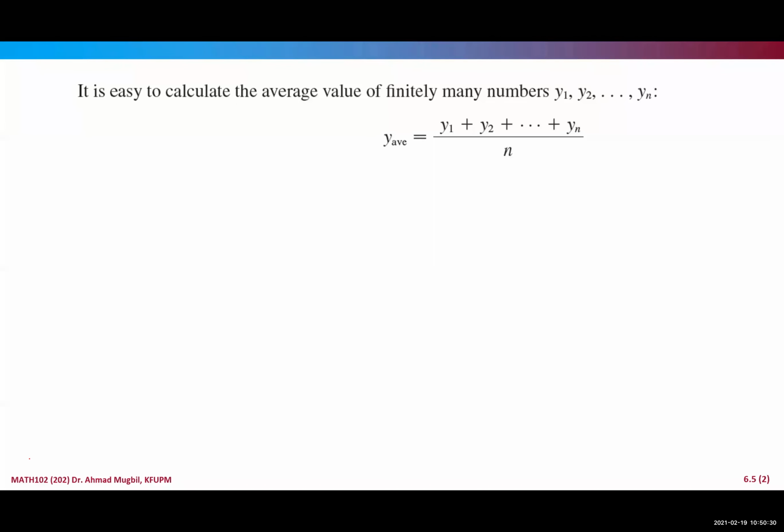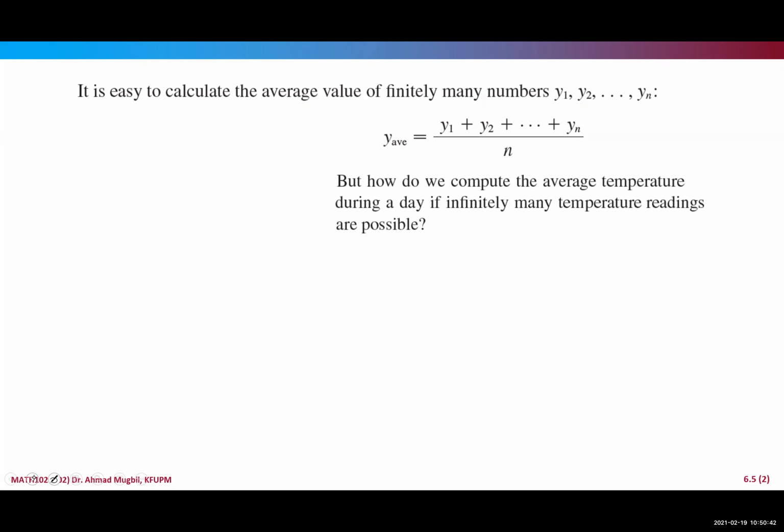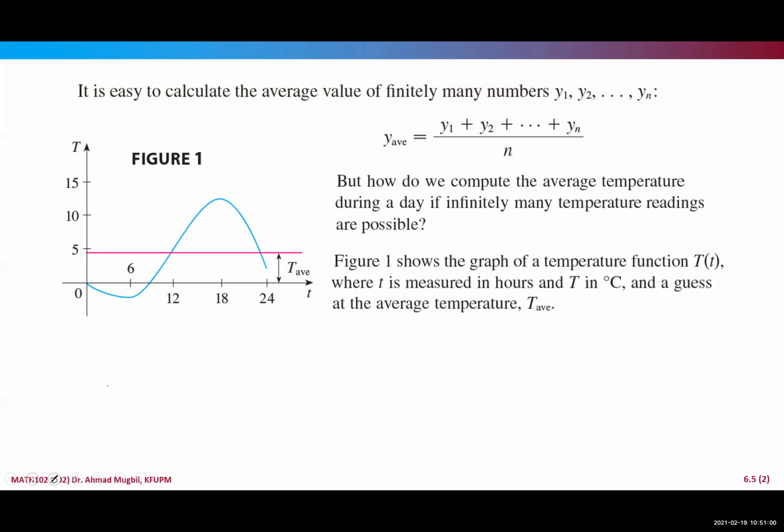The question is, what if you have infinitely many numbers and you want to find their average, like functions? Real-valued functions are defined on real numbers, so the domain is sometimes all the real numbers. So how can you average them? How do we compute the average temperature during a day, for example, if infinitely many temperature readings are possible? Here we have infinitely many values for y. So how can we average them?